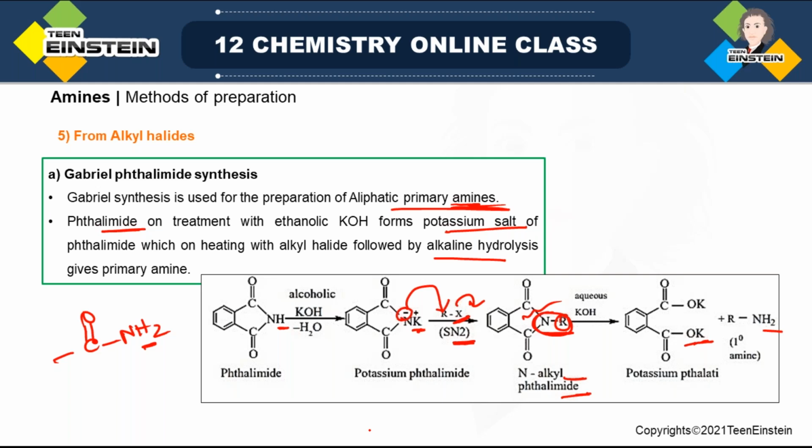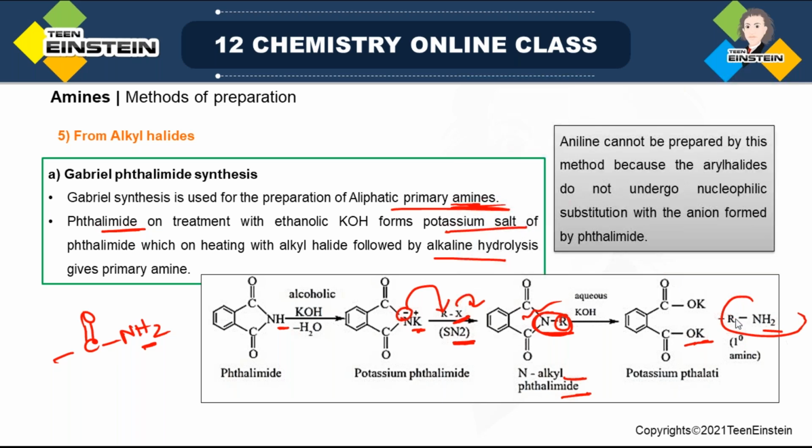Phthalimide, we are not synthesizing phthalimide. Phthalimide is the starting material. So this is our actual desired product, which is 1 degree amine. By this method, remember, you cannot make aniline, though we know aniline is also 1 degree amine, PhNH2. This is also 1 degree amine.